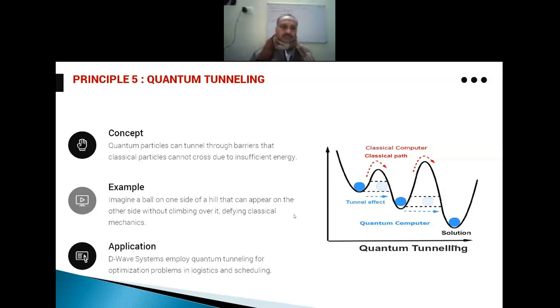You can say, imagine a ball on one side of a hill that can appear on the other side without climbing over it, which defines classical machines. So the principles of classical computing and tunneling are a little bit related with each other.